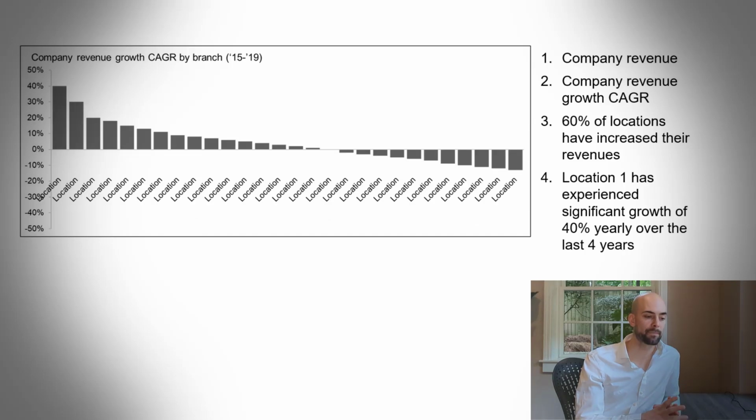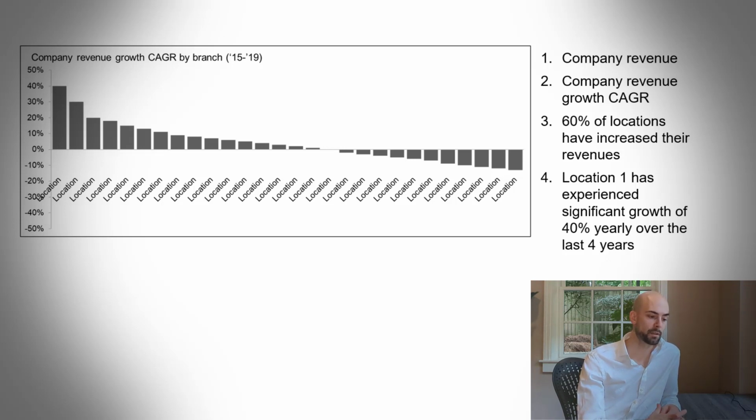Welcome back. Here on the right-hand side, you see a few example titles. The first two, again, are descriptive titles, company revenue growth. A better one would be 3 and 4. 60% of locations have increased their revenues. So that's like the 2/3 from the left. They've all seen growth in revenue over the past few years, while 30% or so have seen declines. Or the last one, location 1, has experienced significant growth, over 40% yearly over the last 4 years.